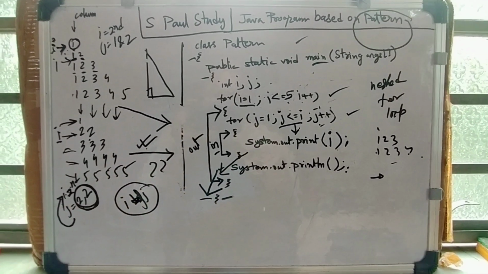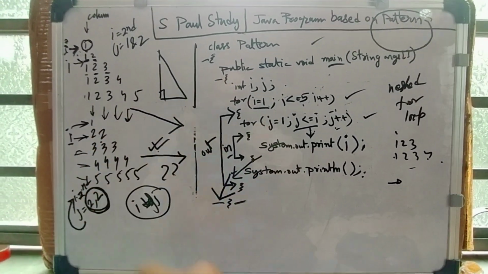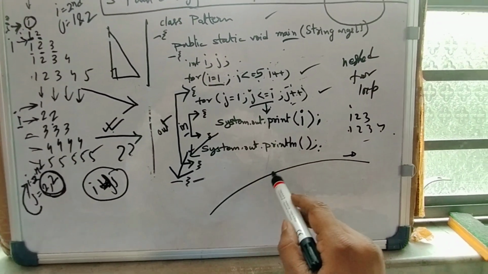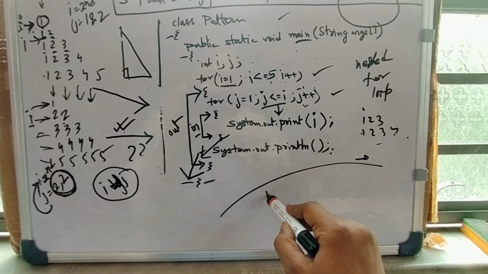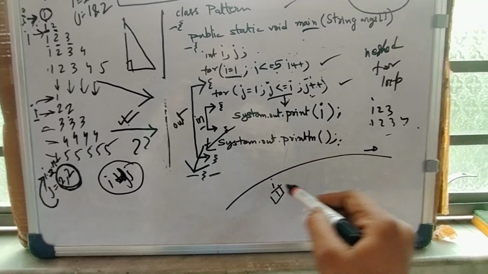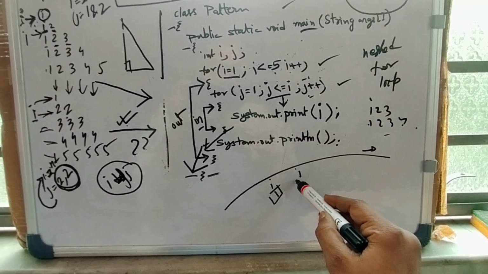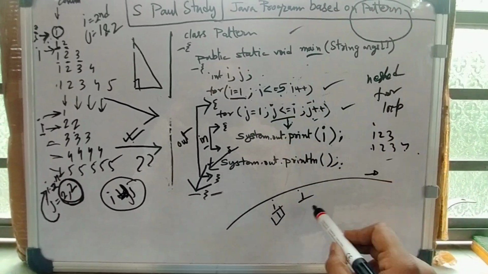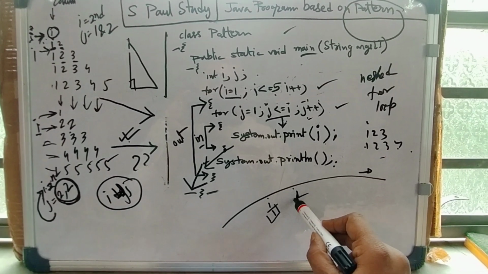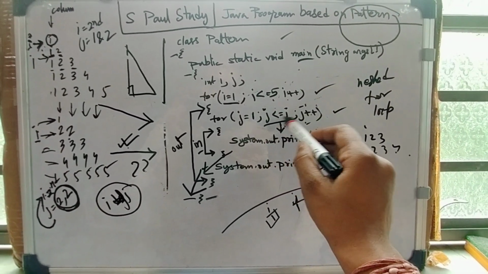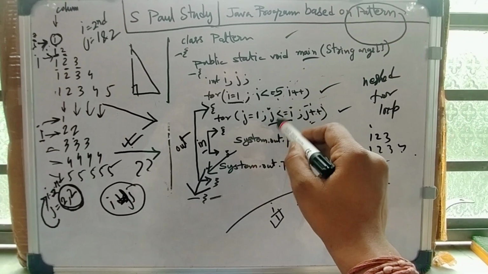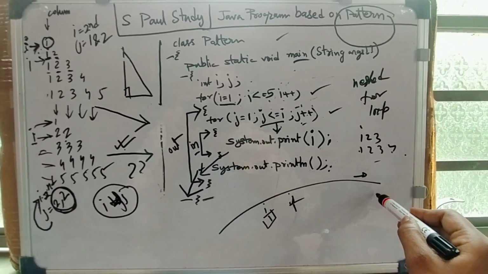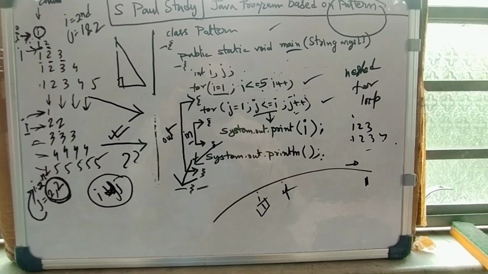Why? If you want to see why, then let's draw a rough sketch. For i = 1, j checks with 5, goes down, j is 1. Then j checks with i, j less than or equal to 1, fine. Then it prints the value of i, so 1 is printed.